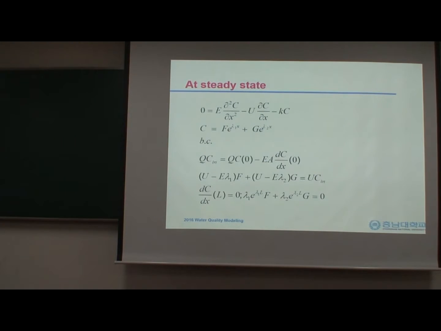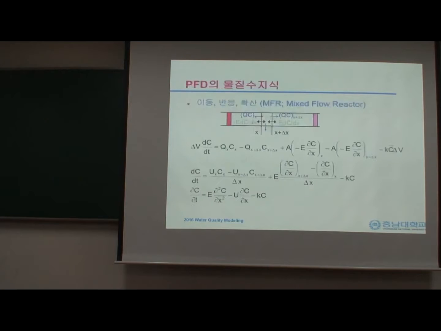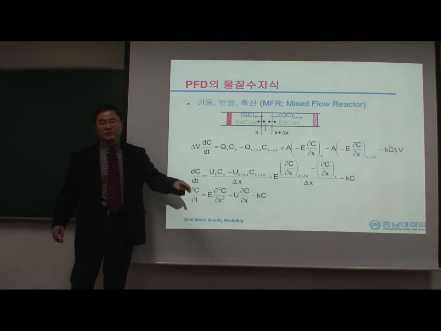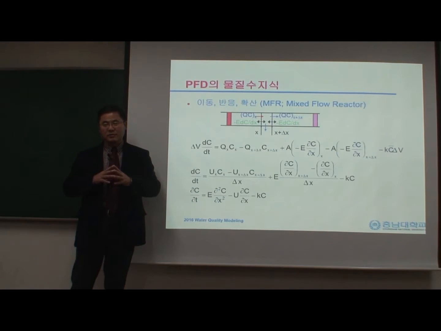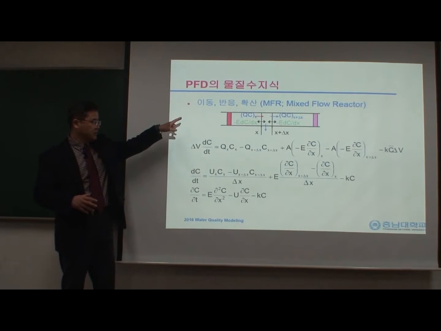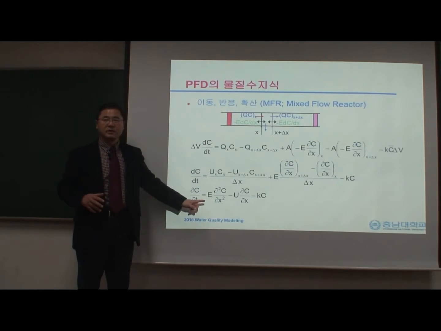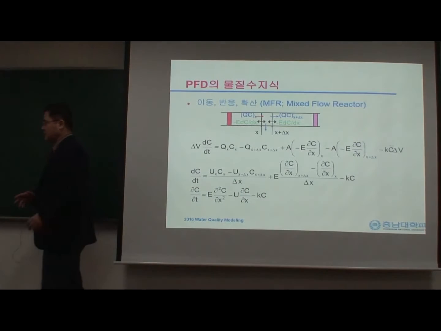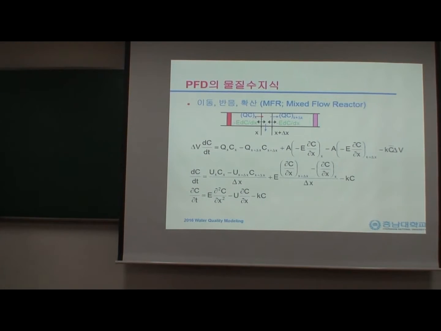Okay, last time we talked about how to derive this equation right here, which is the most general type of equation for describing behavior of pollutant in the water. So that includes dispersion, advection, and reaction. So this one has virtually everything.